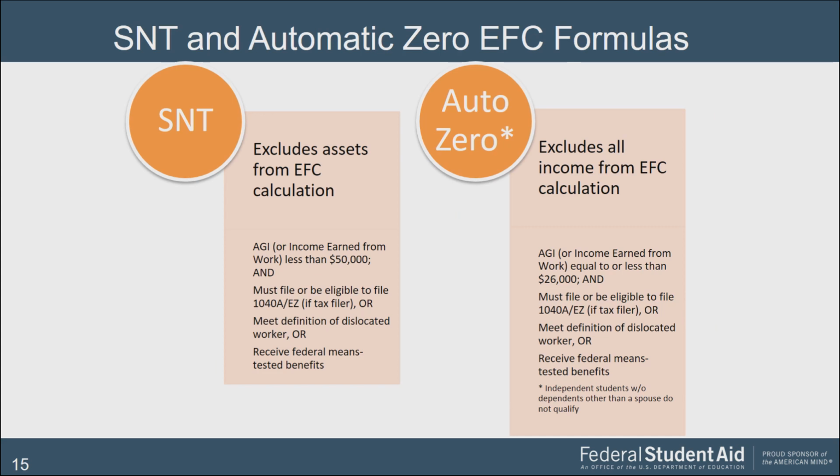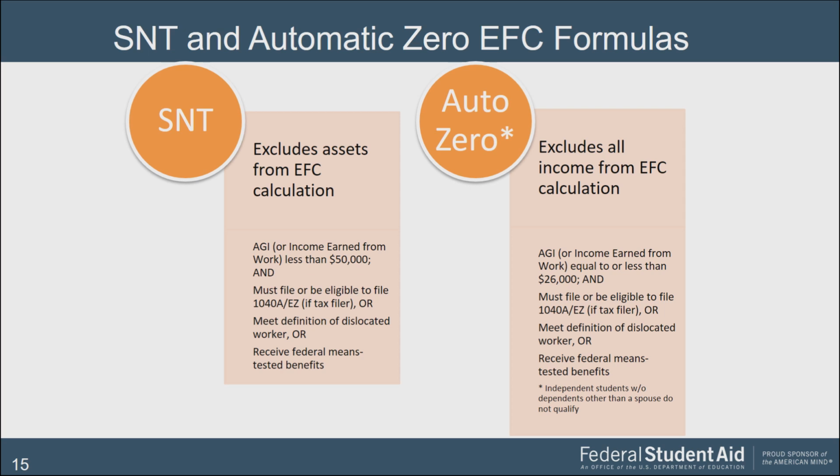So the details of the simplified needs test and the automatic zero EFC. It is different depending on your dependency status. If you are an independent student, then obviously we're making a determination based on the information you've provided about you and your spouse if you're married. If the student is a dependent student, then eligibility for the simplified needs test is based totally on the parent's information. The qualifications for the simplified needs test, which allows for the exclusion of assets in the calculation, are for a tax filer that the AGI is less than $50,000. So that's the main criteria.